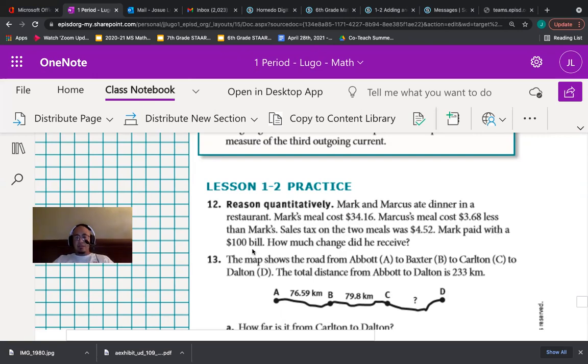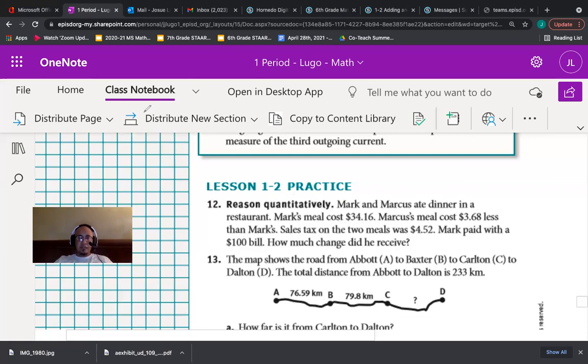Mark paid with a $100 bill. Cool. How much change did he receive? So once you know the total cost of the dinner, you know Mark's meal, you can figure out Marcus's meal. You add the tax to that. You just subtract that from 100 and you get the change. So hopefully that's not too confusing.